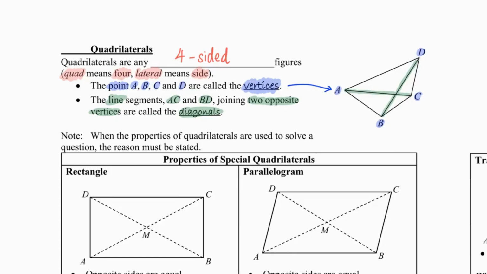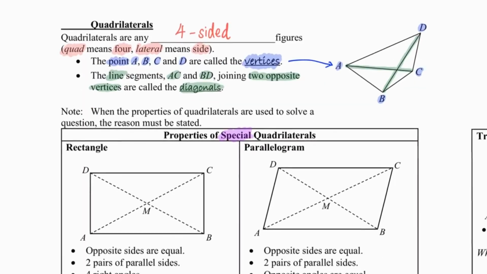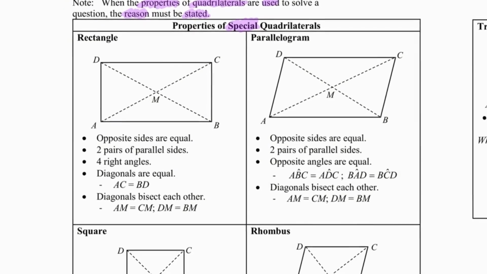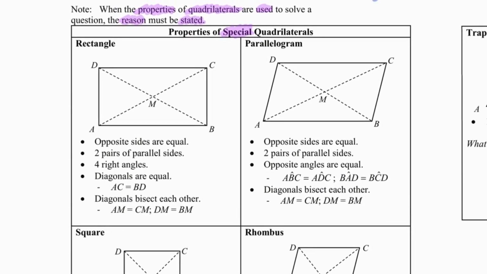Let's move on to some special quadrilaterals with special names. Some of them you probably have been seeing, and we must state reasons when we use the properties of these quadrilaterals. So let's take a look at some. For rectangle, this is quite a common one: the opposite sides are always equal. So this is the property itself for rectangle.